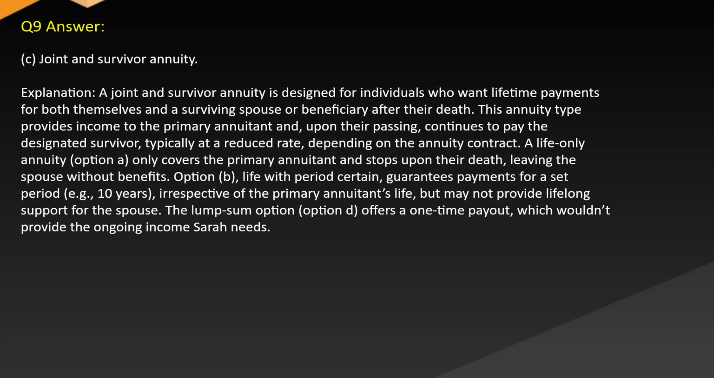A life-only annuity, option A, only covers the primary annuitant and stops upon their death, leaving the spouse without benefits. Option B, life with period certain, guarantees payments for a set period, e.g. 10 years, irrespective of the primary annuitant's life, but may not provide lifelong support for the spouse. The lump sum option, option D, offers a one-time payout which wouldn't provide the ongoing income Sarah needs.